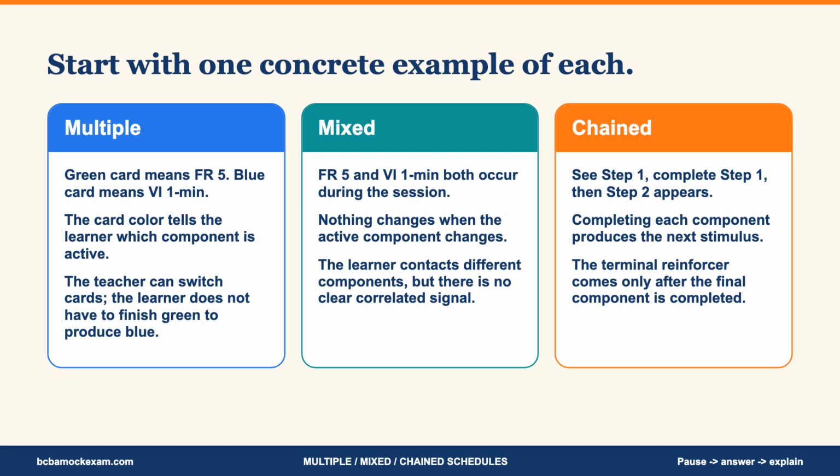For a chain schedule, imagine the learner sees step 1, completes step 1, and then step 2 appears. Completing each component produces the next stimulus, and the terminal reinforcer comes only after the final component. Those three examples are the anchor for the rest of the video.